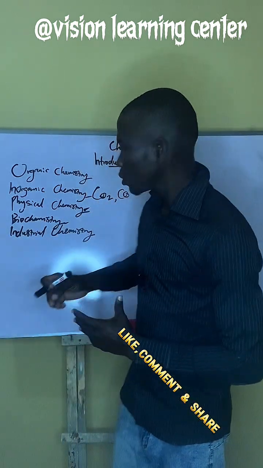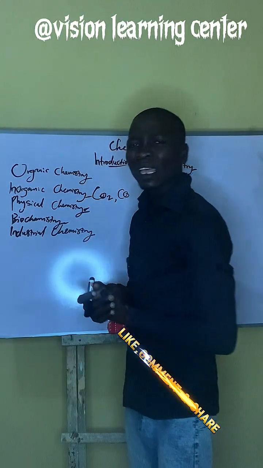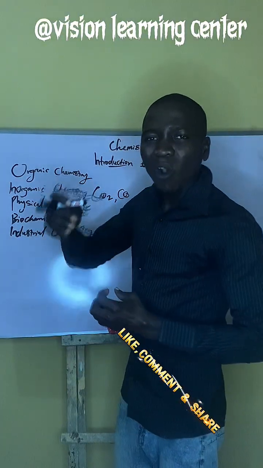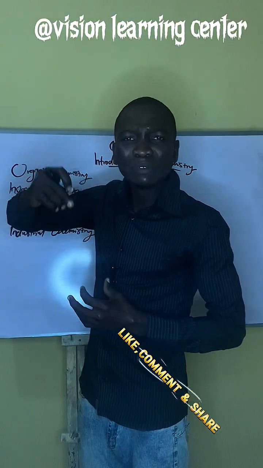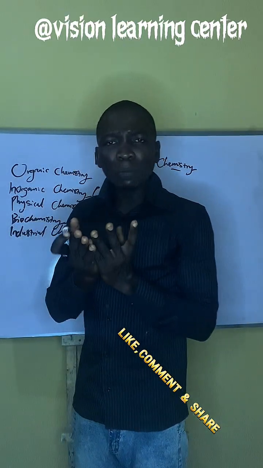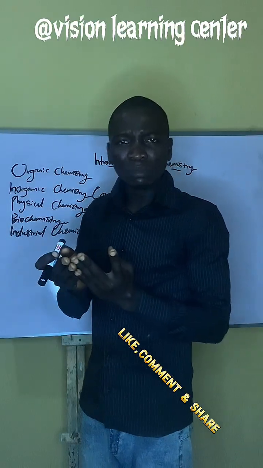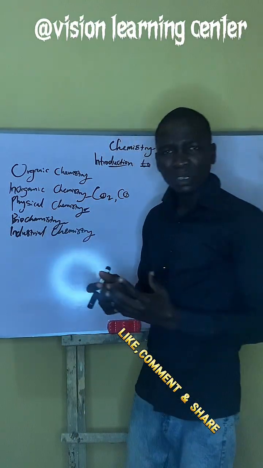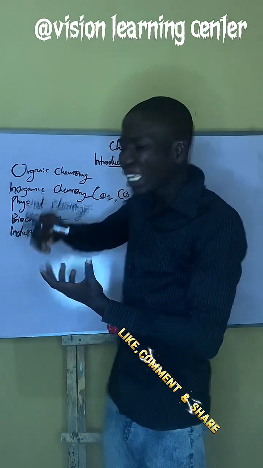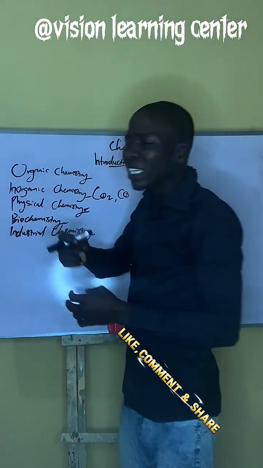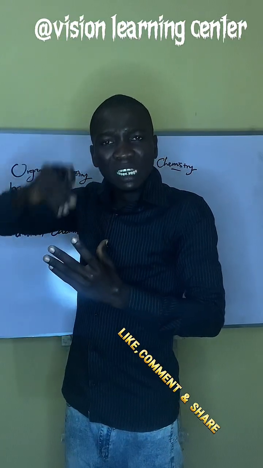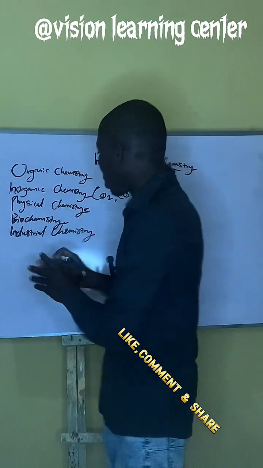Okay, so let's go to biochemistry. Biochemistry is the study of living organisms. It is the chemistry that studies living organisms and the components of living organisms. What are the chemical components in living organisms? Here we study about enzymes, hormones, photosynthesis and respiration. The chemical reactions that occur in living organisms are what we study here.